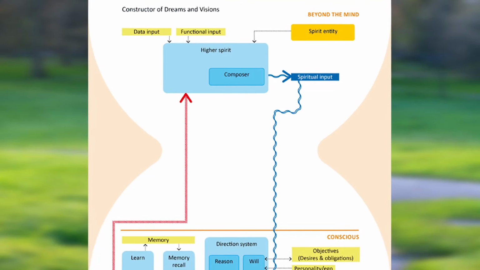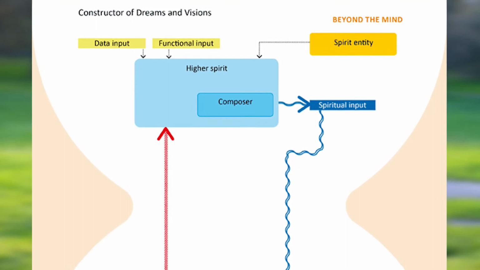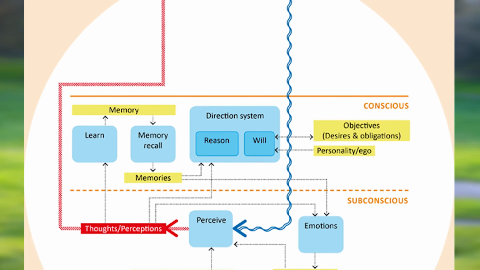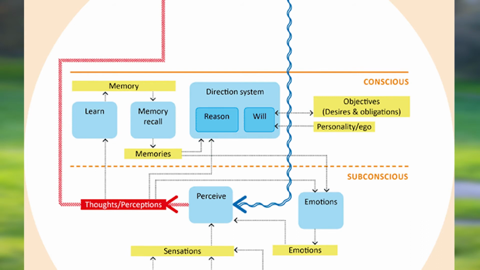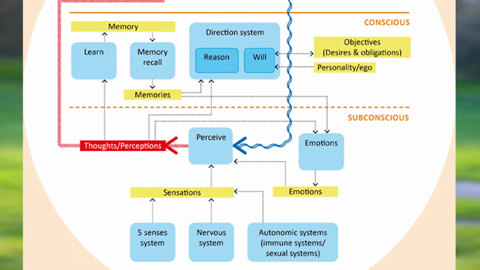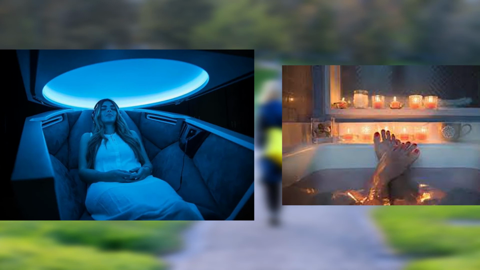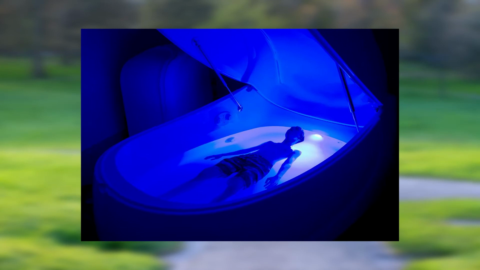Spirit input. Spirit input is created by our higher spirit, put into an intelligible state by one of its sub-functions, composition, the composer, and received by our subconscious, perceive, follow the blue wavy line. But because our subconscious receives it, we only know of it if all the other functions, the emotions, the desires and obligations, the memory, the sensory systems, and the ego are stilled, made quiet and peaceful. And a meditation pod is as good as a warm bath by candlelight. It is as good as a sensory deprivation pod, and so on.